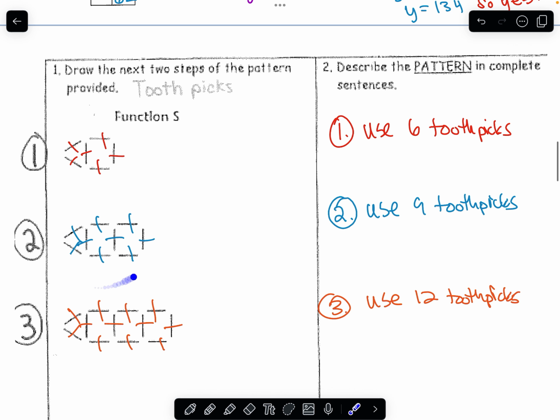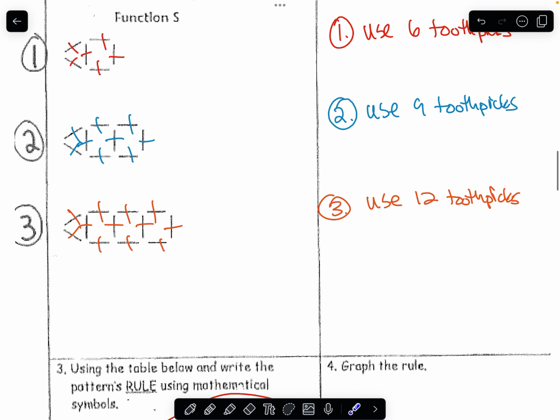So on the toothpick one, when we count the toothpicks, we see that 6 toothpicks are used. On the second one, 9 toothpicks are used. The third one, 12 toothpicks are used. And so that means that it is going up by 3 toothpicks each step, right?